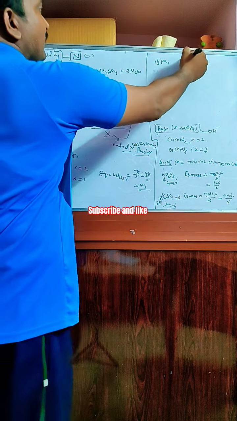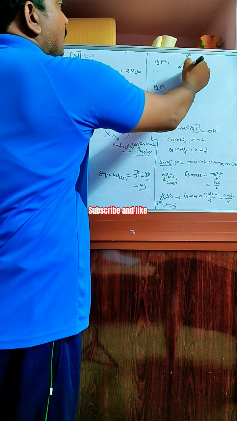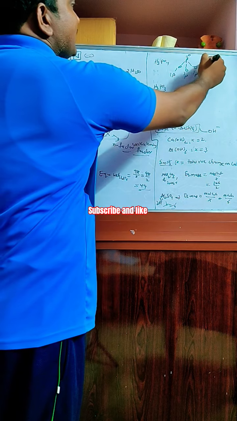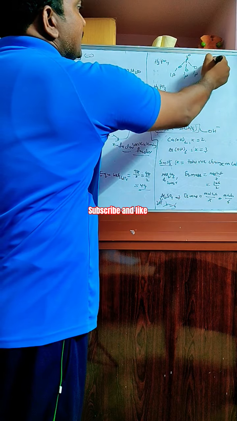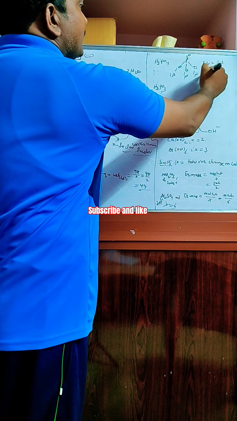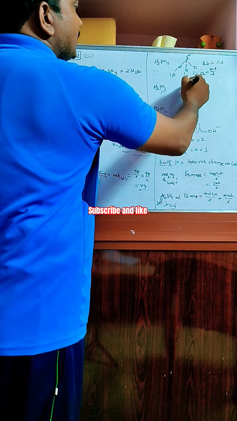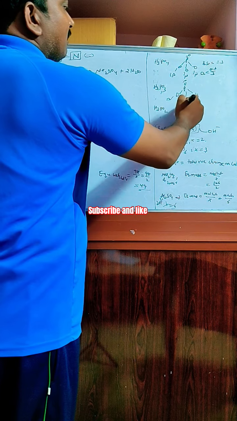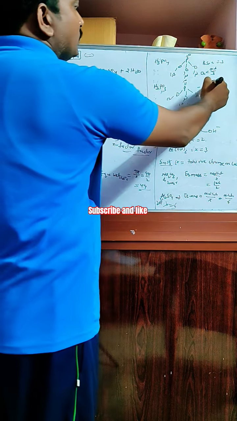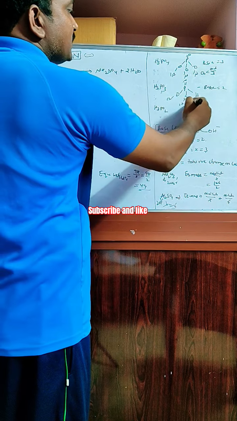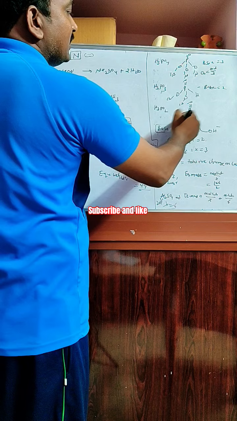Similarly, H3PO4. Here we have 3 hydrogens, then basicity is 3. That's why molecular weight by 3 is called the equivalent weight. Here we take H3PO3, with an oxygen and a hydrogen. Why? Because here basicity is 2. Here phosphorus has only 5 valency.